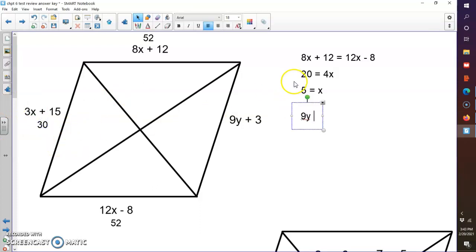Opposite sides have to be congruent. 9y plus 3 equals 30. 9y equals 27. And my y equals 3.